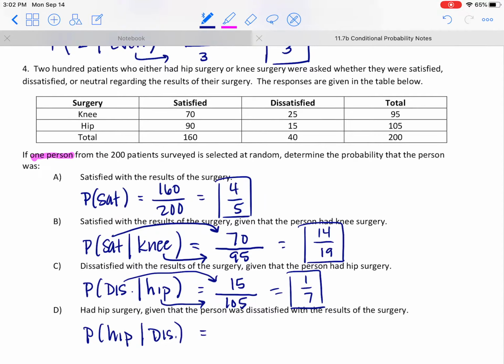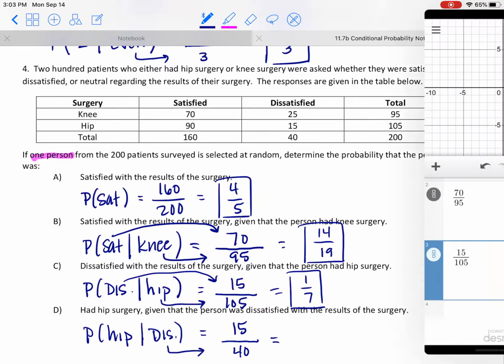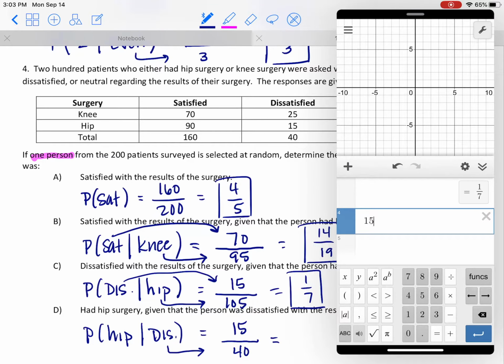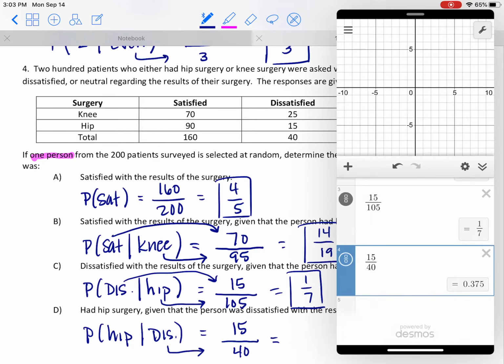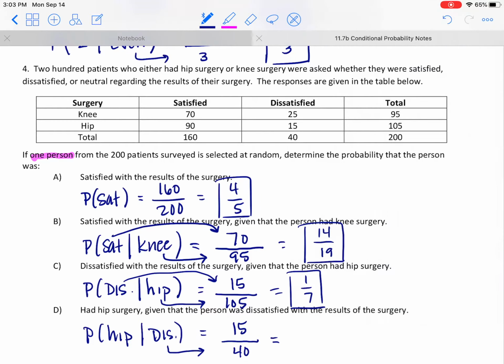Absolutely, okay, because now we're not looking at the hip surgery people. Now our condition is that they were dissatisfied. So now we're looking at the dissatisfied people. That's these 40 total, okay? So of these 40 dissatisfied people, how many had hip surgery? 15. So 15 out of 40 instead of 15 out of 105. And 15 out of 40 reduces to 3 out of 8. And there we have it.